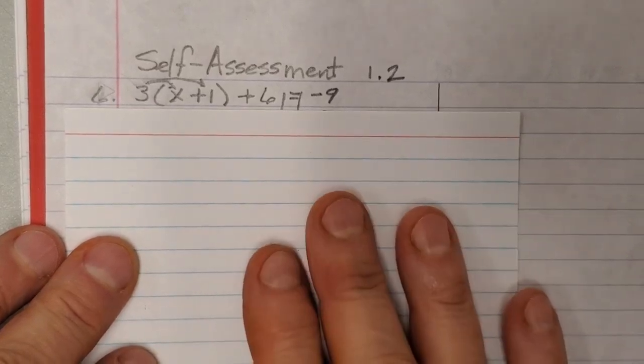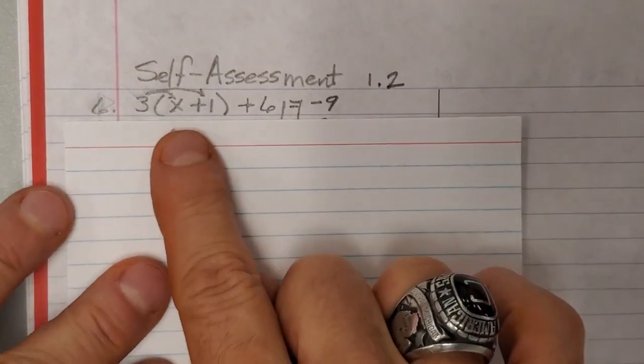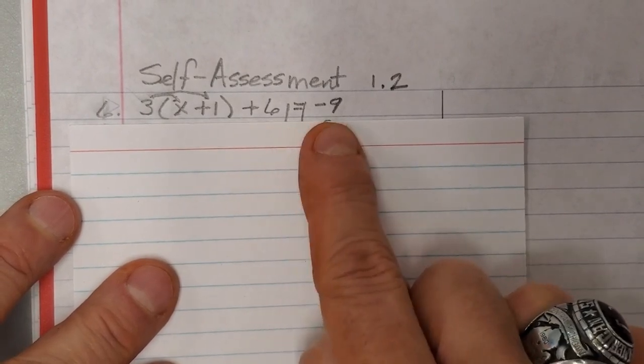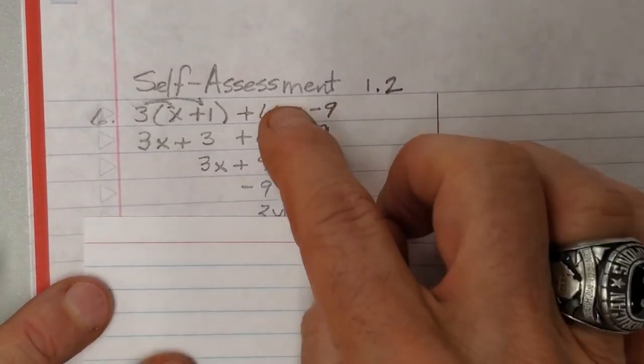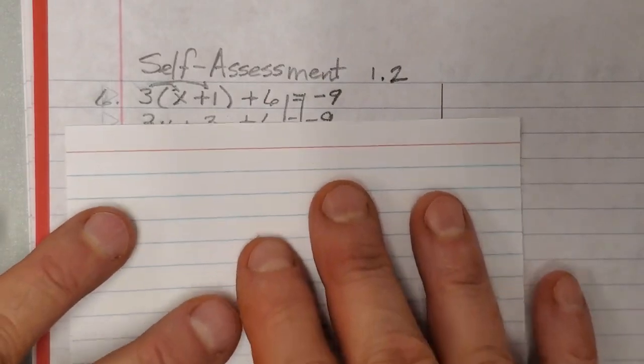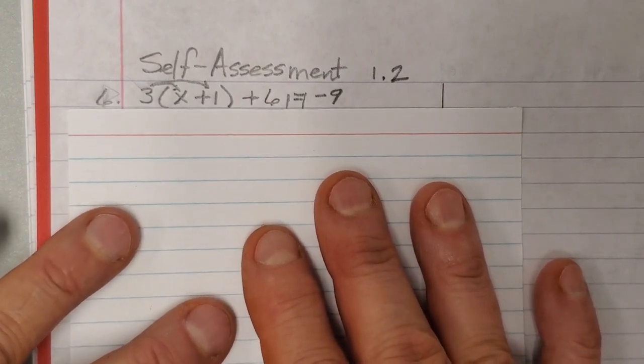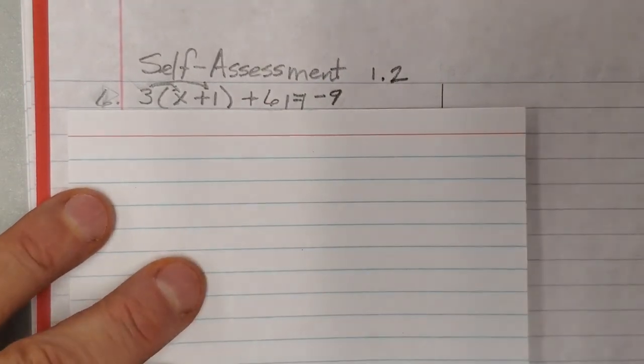All right, here we go. All right. 3 times (x plus 1), and then plus 6 equals negative 9. Now you can see that I have this fence. How many use a fence? Okay, you can use it or not use it. Make sure your equal sign's straight down.